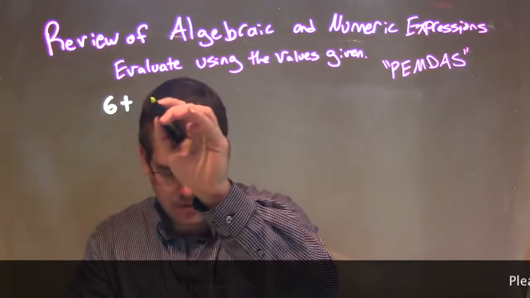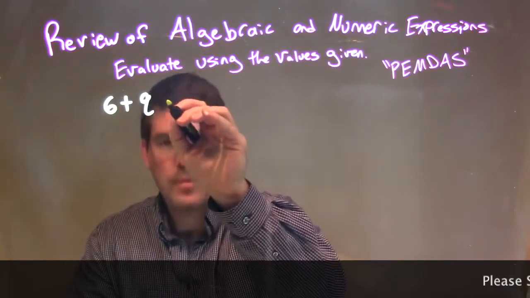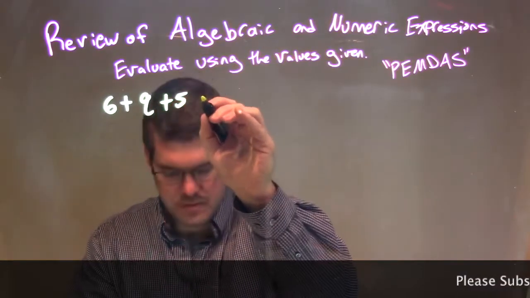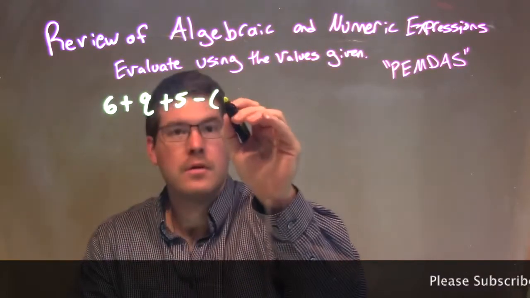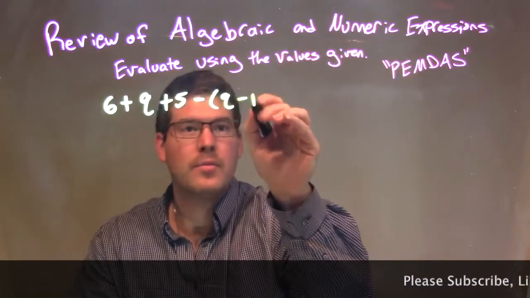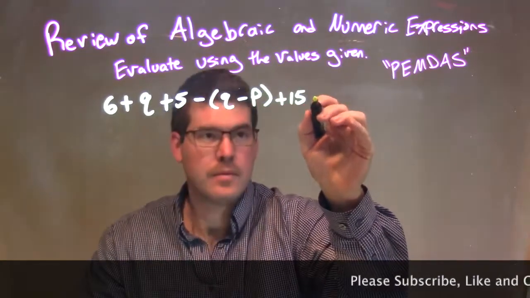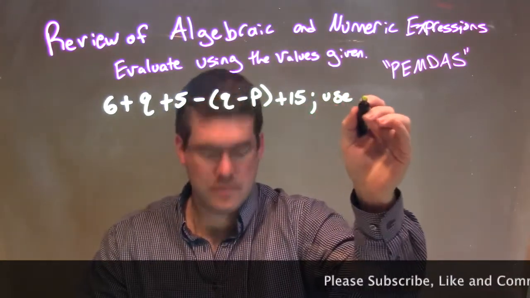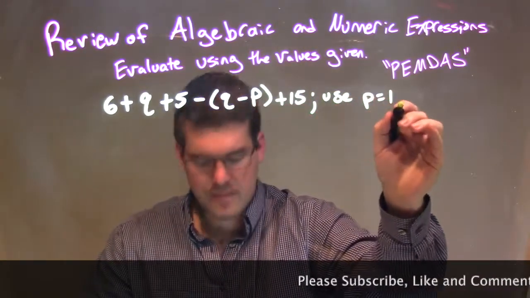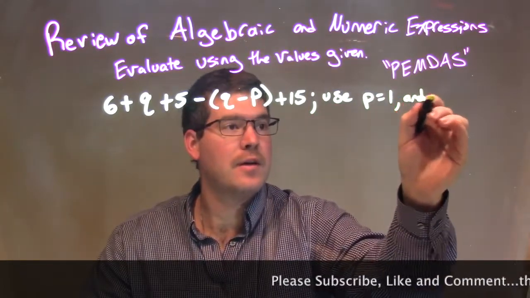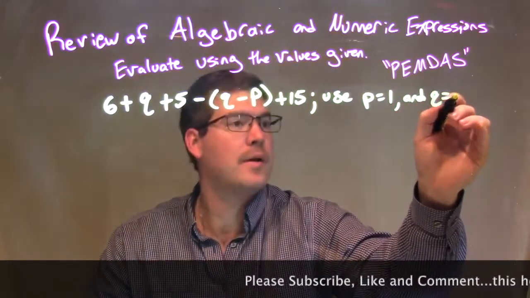6 plus q plus 5 minus q minus p plus 15. And we want to use p to be equal to 1 and q to equal 1 as well.